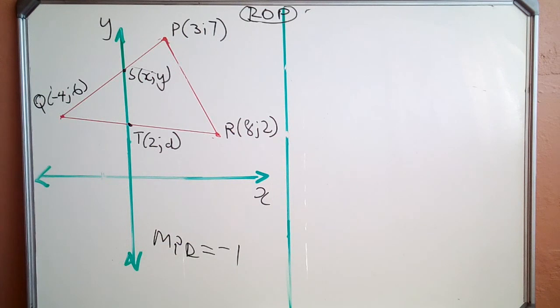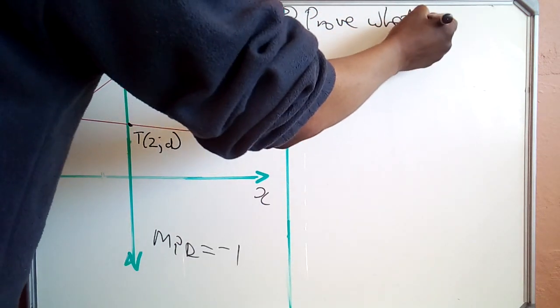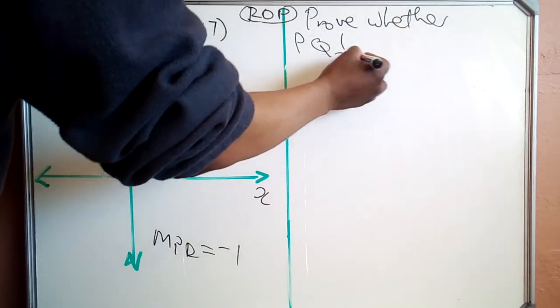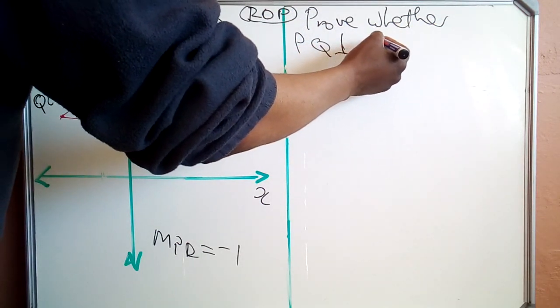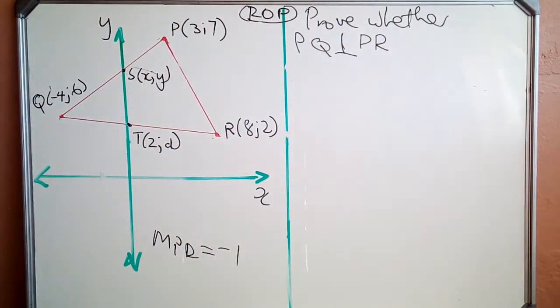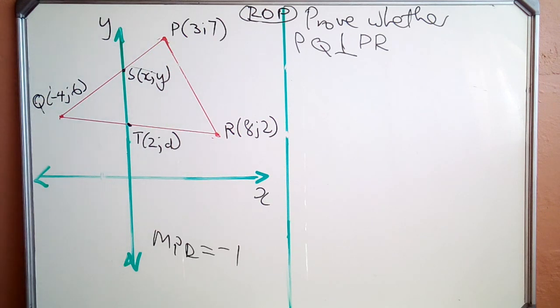Okay, now the last question says, prove whether PQ is perpendicular to PR. Prove if PQ is perpendicular to PR. That is what we want to prove. Is this angle 90 degrees here? Now to do that, this is what you need to know.